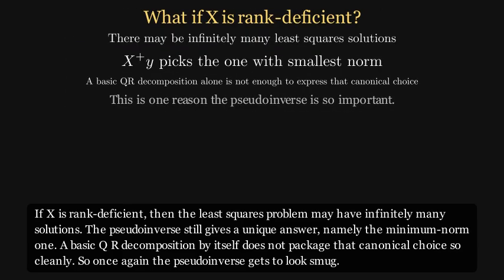If x is rank deficient, then the least squares problem may have infinitely many solutions. The pseudoinverse still gives a unique answer, namely the minimum norm one. A basic QR decomposition by itself does not package that canonical choice so cleanly. So once again the pseudoinverse gets to look smug.